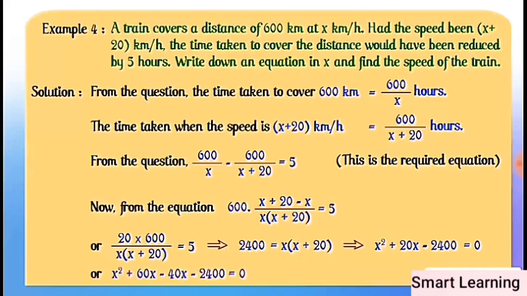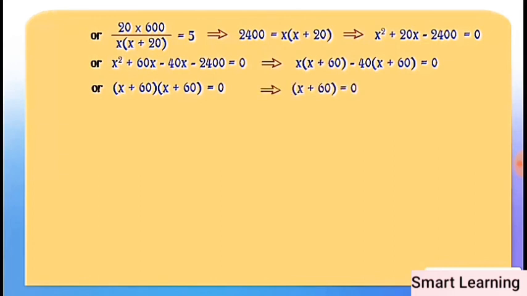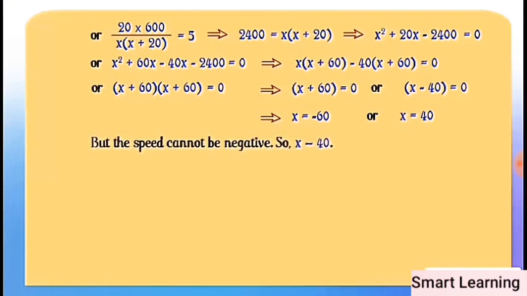Or, splitting the middle term, x square plus 60x minus 40x minus 2400 is equal to 0. This implies x into x plus 60 minus 40 into x plus 60 is equal to 0. Or x plus 60 into x minus 40 is equal to 0. This implies x plus 60 is equal to 0 or x minus 40 is equal to 0. This implies x is equal to minus 60 or x is equal to 40. But the speed cannot be negative, so x is equal to 40. Therefore, the speed of the train is 40 kilometers per hour.